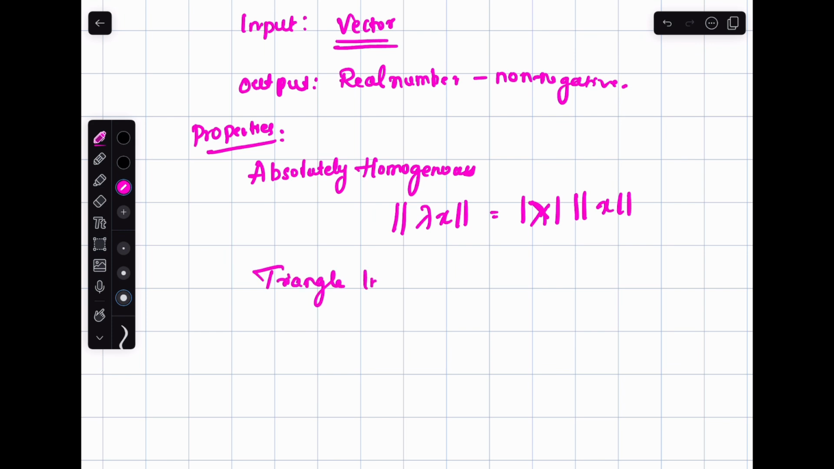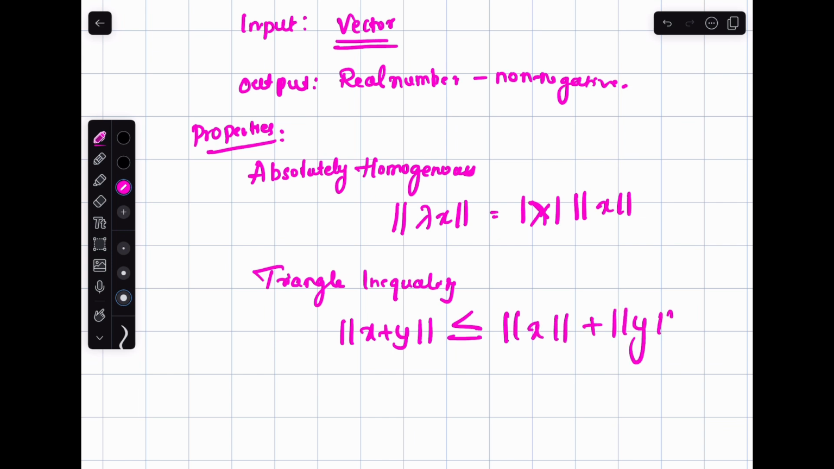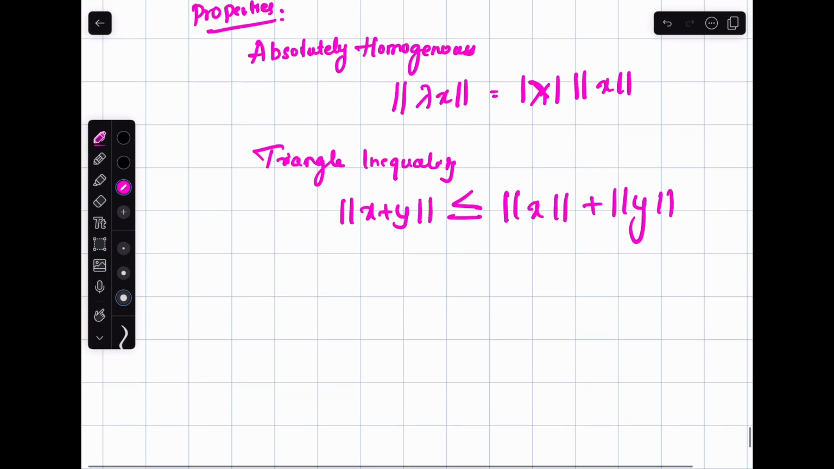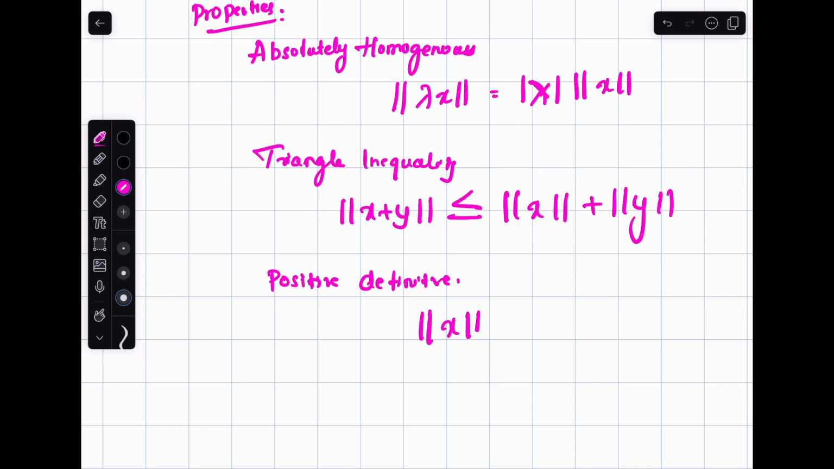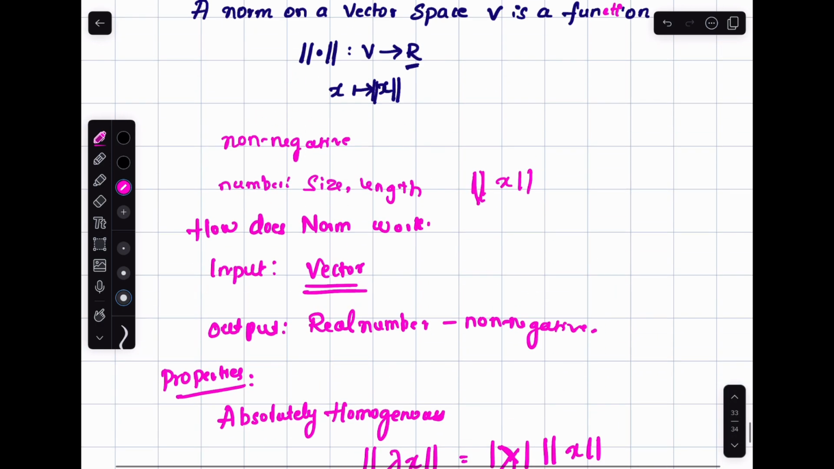All right, now what is the second property? That is the triangle inequality. The norm of x plus y should always be less than or equal to the norm of x plus the norm of y. This is the triangle inequality. The last but not the least is positive definiteness: the norm of x should always be greater than or equal to 0. That is what we have discussed, it should be a non-negative number. These are the three properties that the norm has.